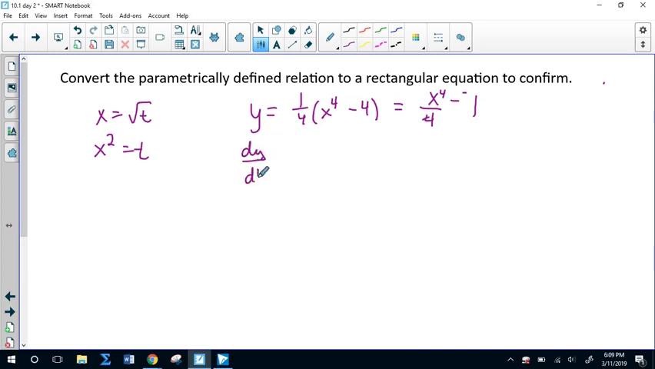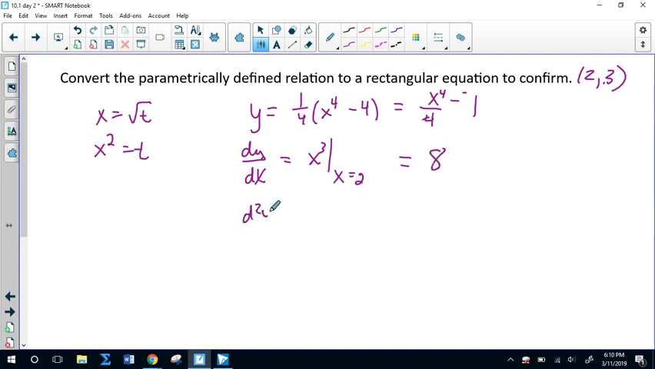Okay, so now my first derivative with respect to x is just going to be x cubed. And I want to evaluate this at an x value that I know. Well, we know that x was 2. So this gives me my derivative, or my slope. 2 cubed is 8.